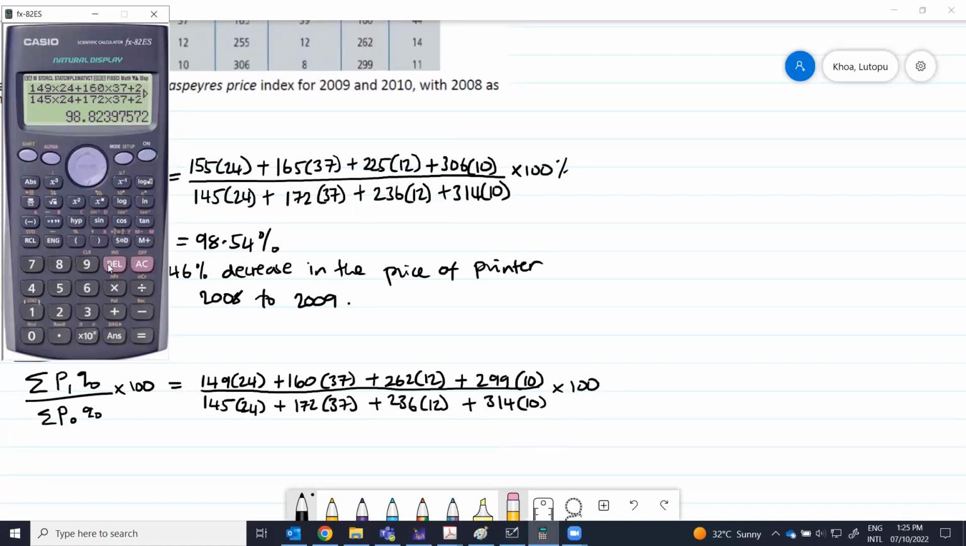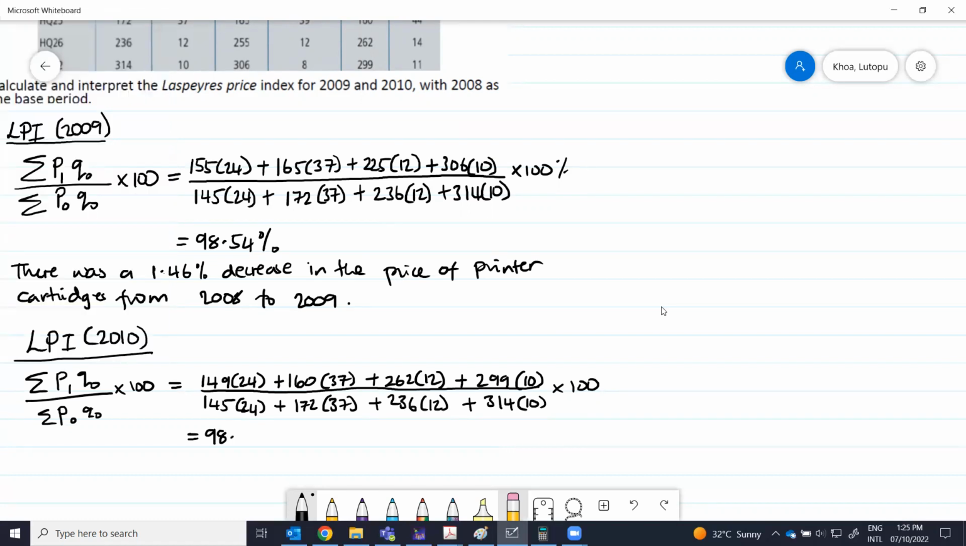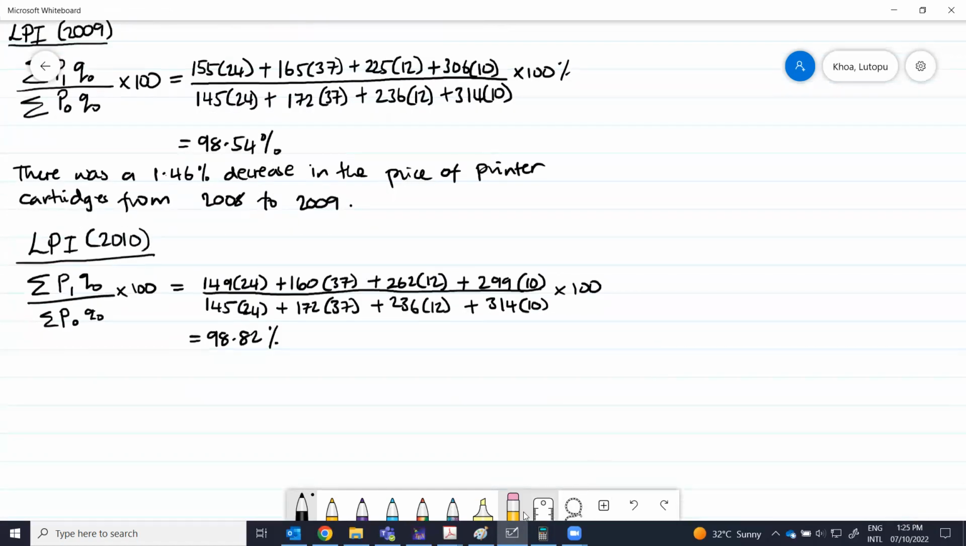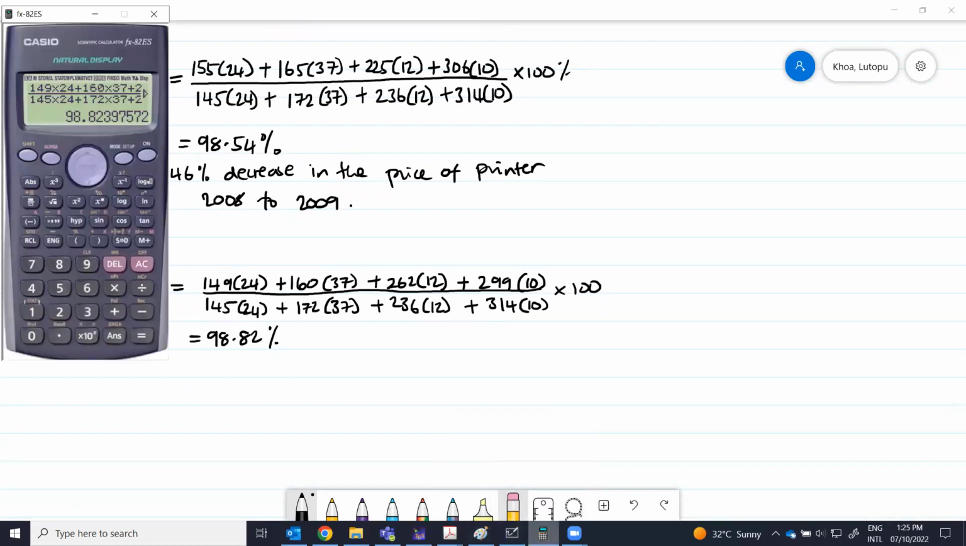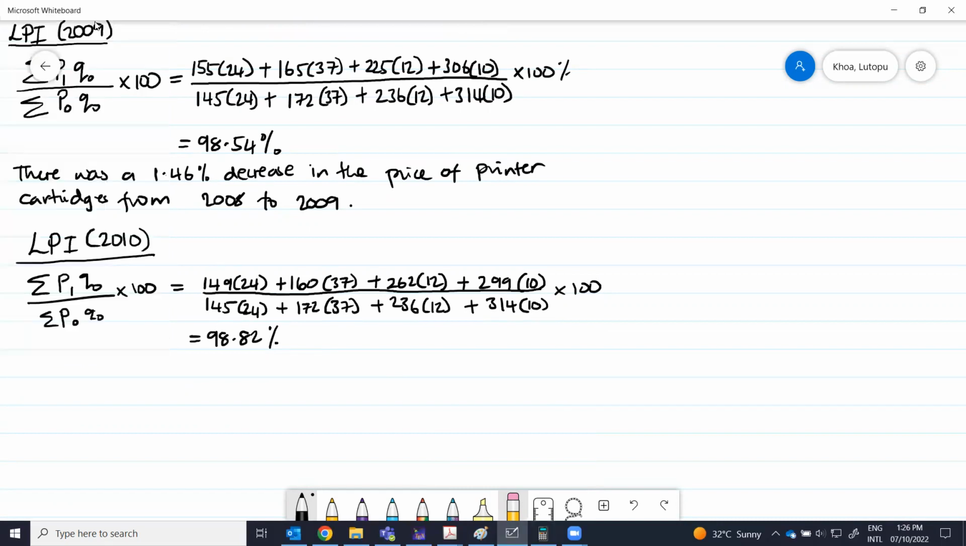This is 98.82. So there has been a decrease because our value here is less than 100. So what we want to do is work out how much the decrease was. So we can say this is 100 minus 98.82, and this gives us 1.18.